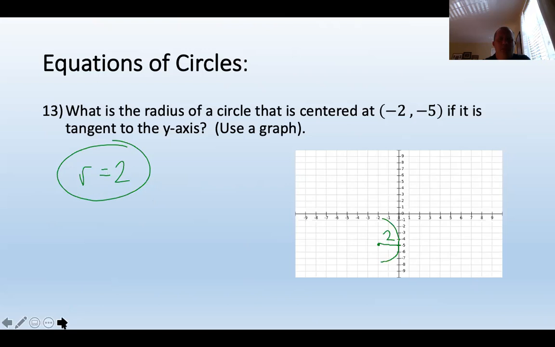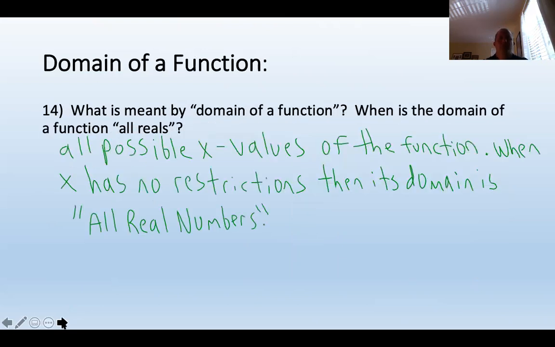Number 14, what is meant by the domain of a function? And then when is the domain of a function all real numbers? Now, the domain of a function is all possible x values of the function. So all the values that x could potentially be in the function is the domain of the function.